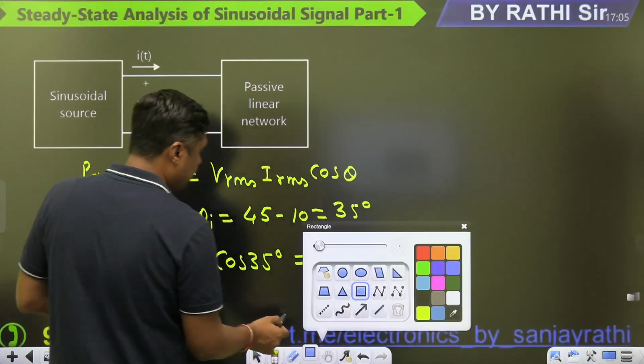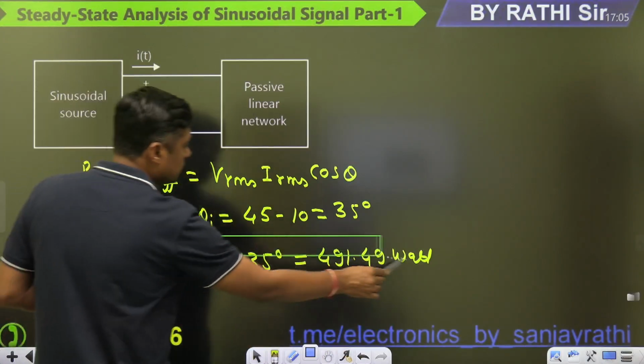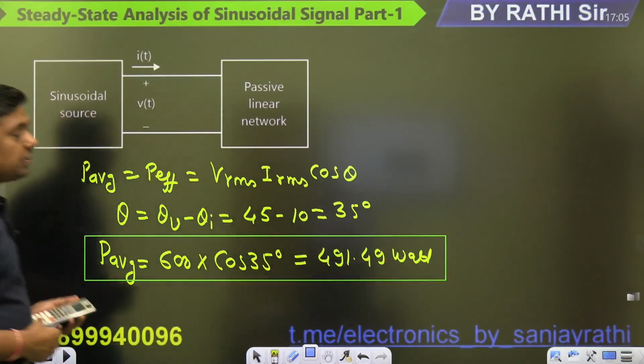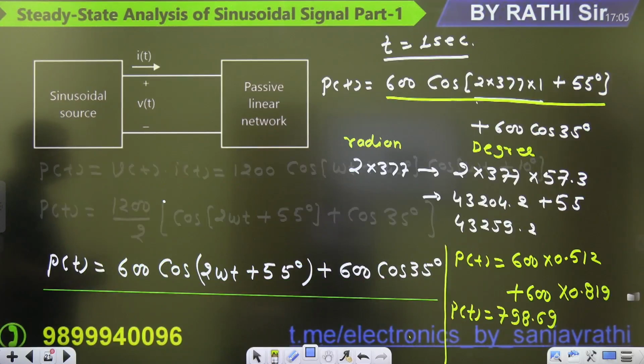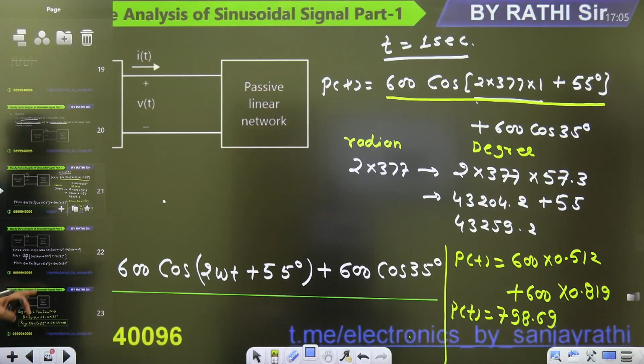And that is the average power. There is a difference between instantaneous power and average power. 491.49 is the average or effective power, and the instantaneous power was 798.69 watt. There is a difference. I think that both the concepts are clear.